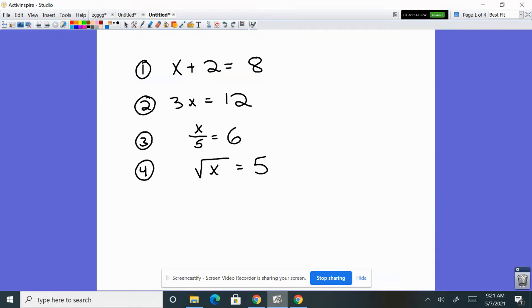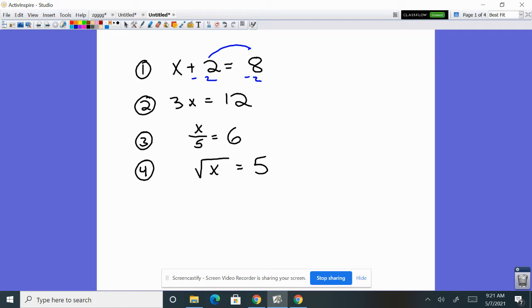All right, let's look at the real lovely use of logarithms. When we were younger, we learned that we could solve things like problem one. What would you do to both sides to get x by itself? We taught you, hey, move the two over to the other side by subtracting two from both sides.